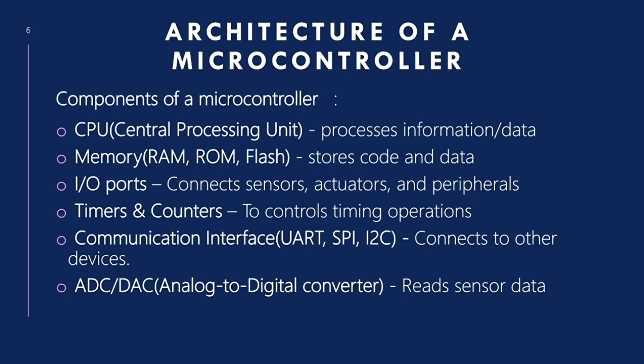Architecture of a microcontroller. A microcontroller consists of many smaller components which are required for the working of the system. They are the CPU to process information, memory to store code and data, input and output ports to connect sensors, actuators and peripherals, timers and counters to control timing operations, communication interfaces to connect to other devices, and ADC and DAC to read sensor data.